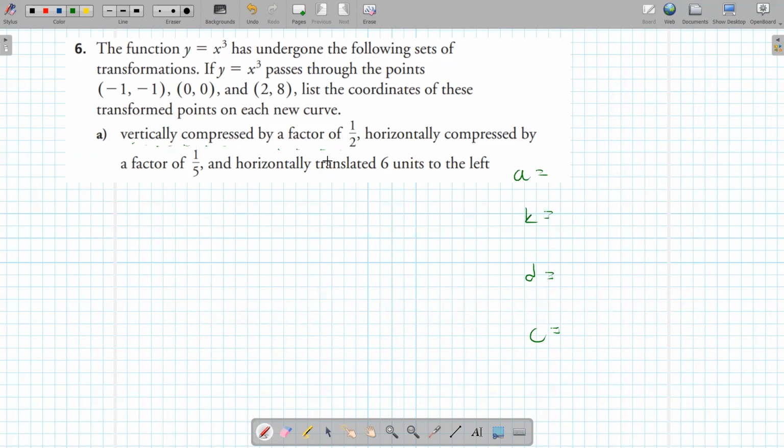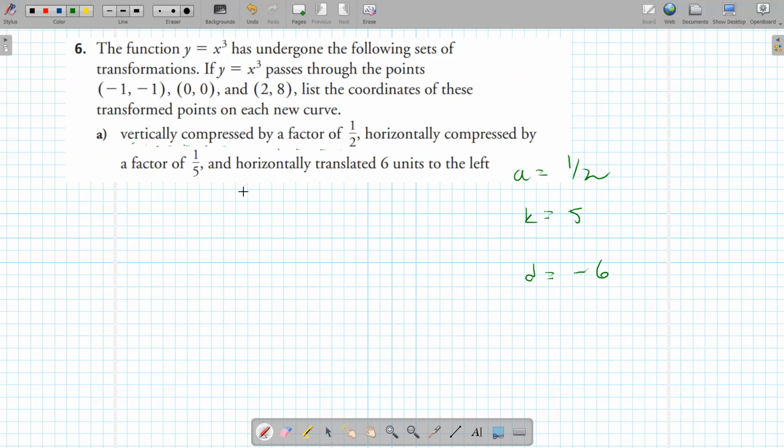So which letter does that represent? A. A is 1/2. Horizontally compressed by a factor of 1/5. That's K. K is 5, because K lies, remember. K is the one that's opposite. K is 5 means, in terms of its transformation, it's a compression. What's D? Horizontally translated 6 units to the left. It's -6. Yeah, D is -6 and C doesn't exist here.